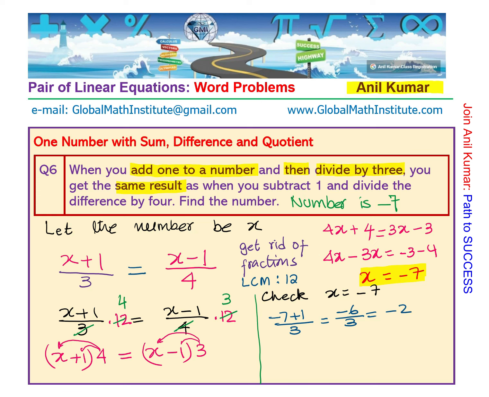Now let's do the other side, which is (x minus 1) by 4. So (minus 7 minus 1) by 4, which is minus 8 by 4, which is also minus 2. You see? So you got the same result. That means our answer is absolutely correct. And now we can move on to the next question. You get the whole idea.